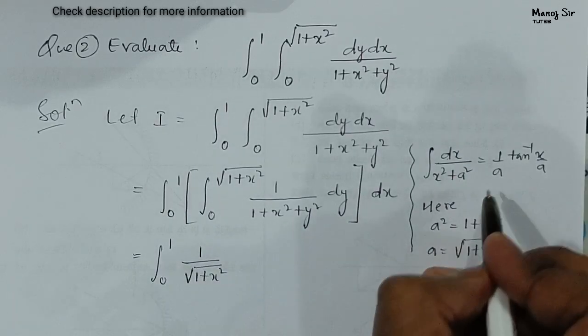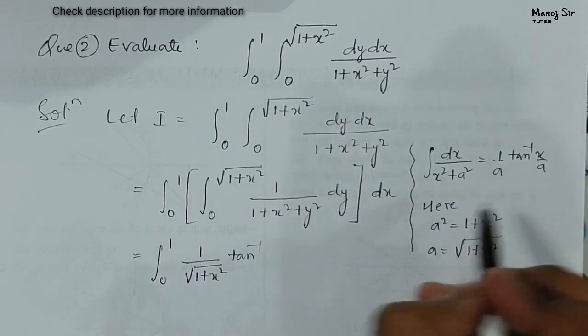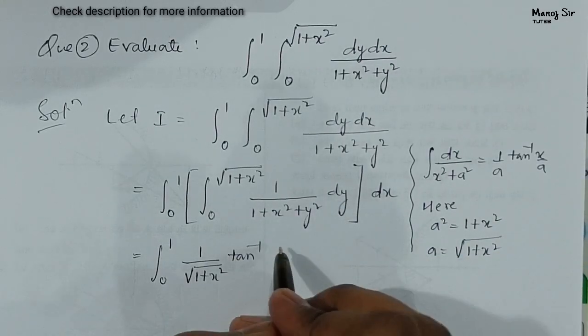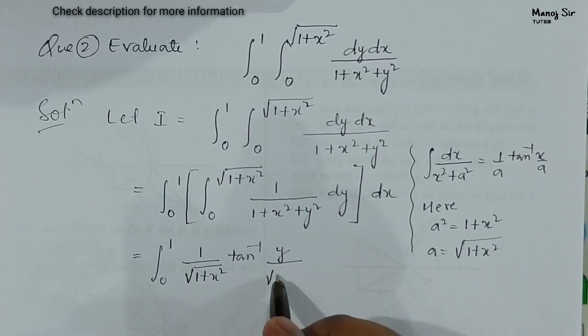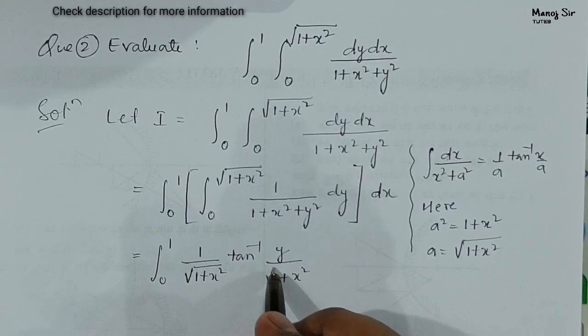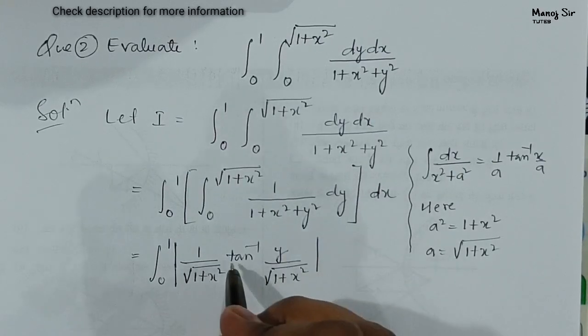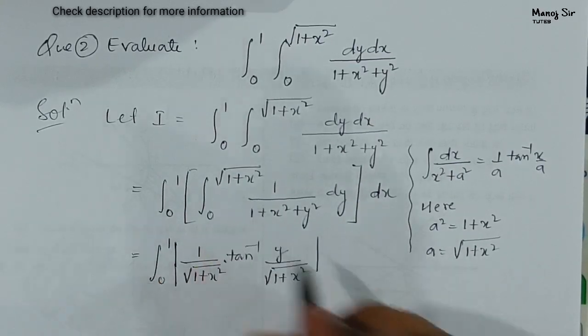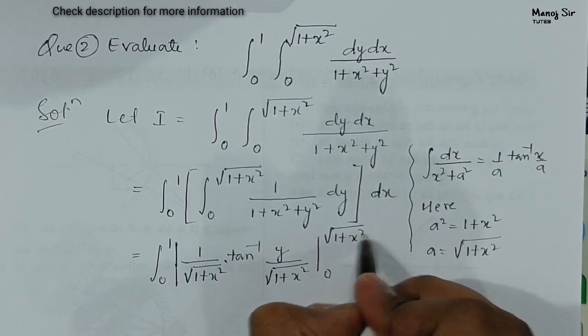This is 1 upon a, then tan inverse of x upon a. What is x? That is y. Okay, so here we need to write y upon, what is a? That is root over of 1 plus x square. Then the limit goes from 0 to root over of 1 plus x square.